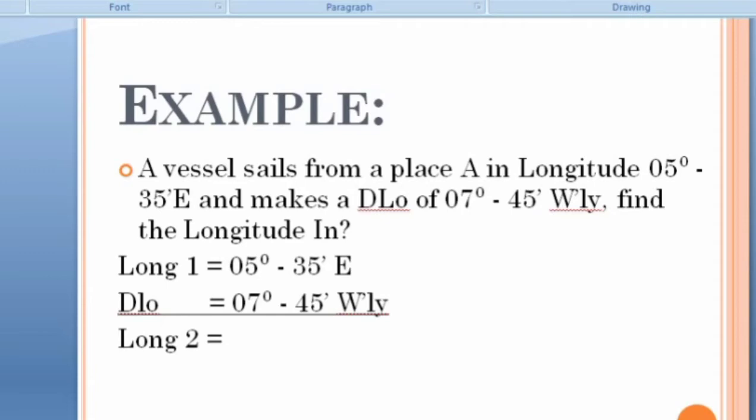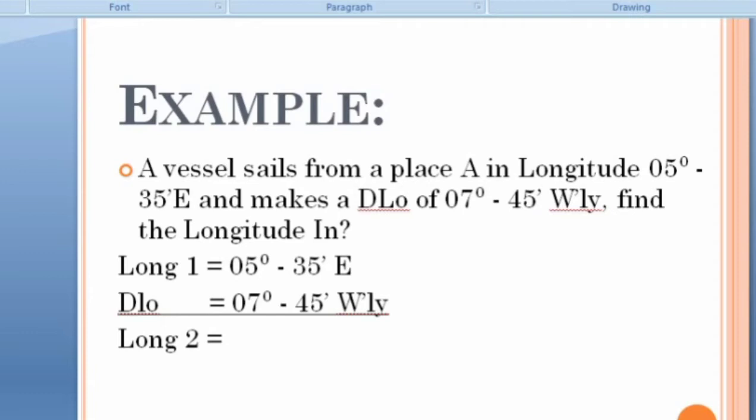So take note of the direction, westerly. It means this is going counterclockwise. Now find the longitude in. It means that we are going to figure out what is the longitude of arrival. So in this example, since we have a westerly direction, we have 5 degrees and 35 minutes east.